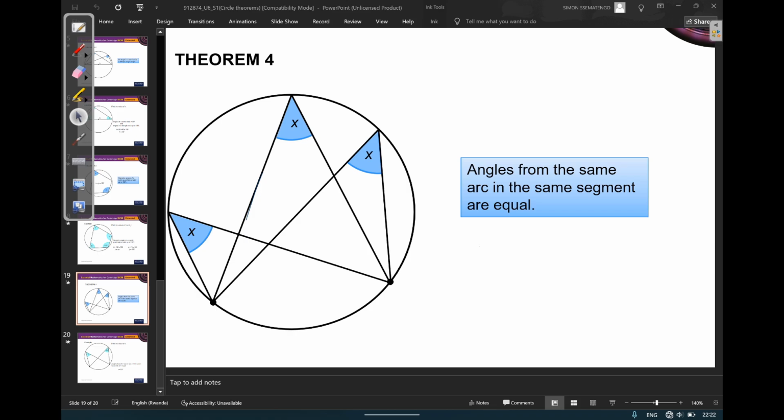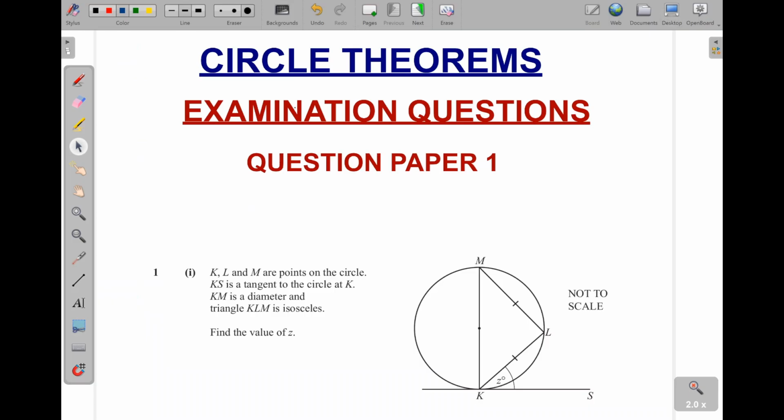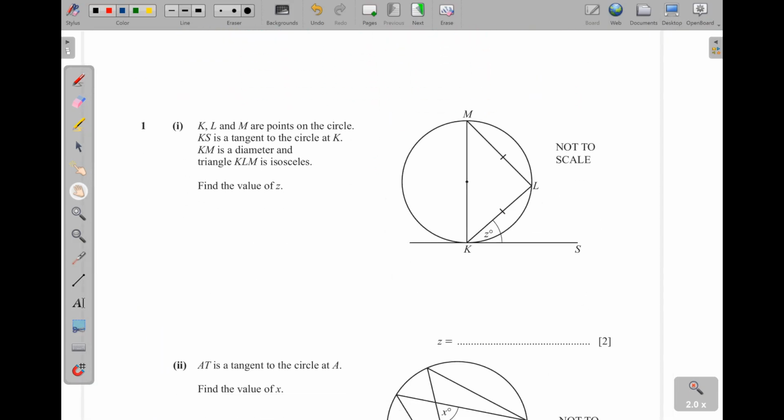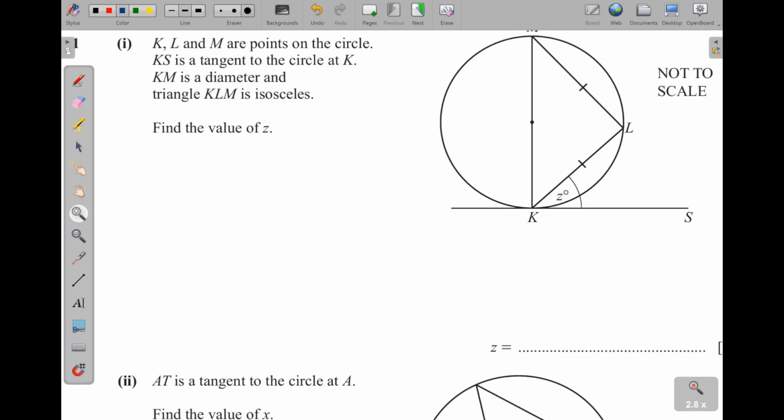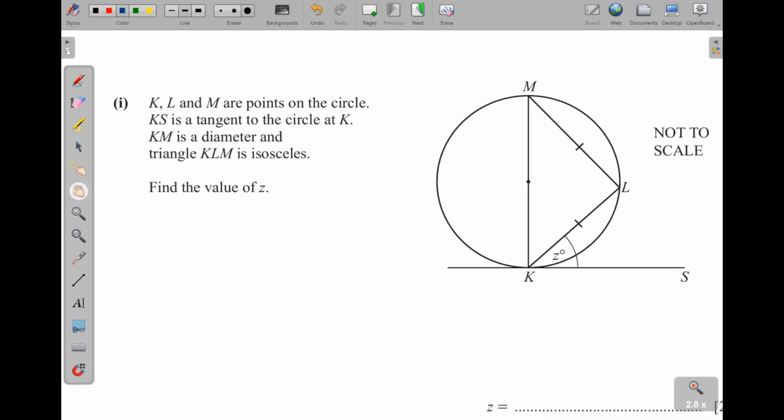Now let's go to our examination questions. So question number 1 is here. They are saying that K, L and M are points on the circle. KS is a tangent to the circle at K. KM is a diameter and triangle KLM is isosceles. Find the value of Z.